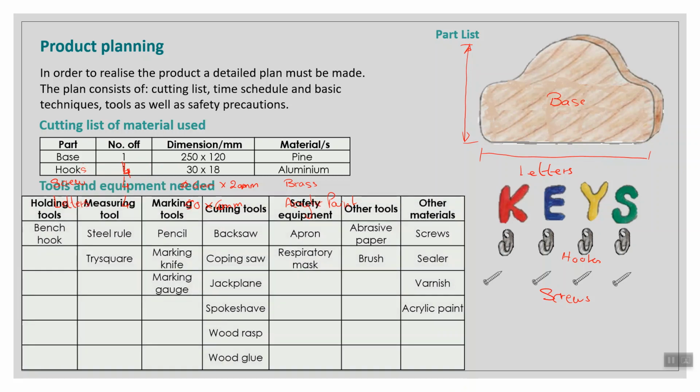So, the tools we need. Make a list of the tools we need for making the product. Okay, the holding tools, the measuring tools, the marking tools, the cutting tools, safety equipment, other tools, and other materials. So, for example, screws, sealer, varnish, acrylic paint, etc. You can mention it here. For example, the holding tool, I'll be using a bench hook; a measuring tool, a steel rule, a tri-square. So, mention what tools will be needed to make this product in the workshop.